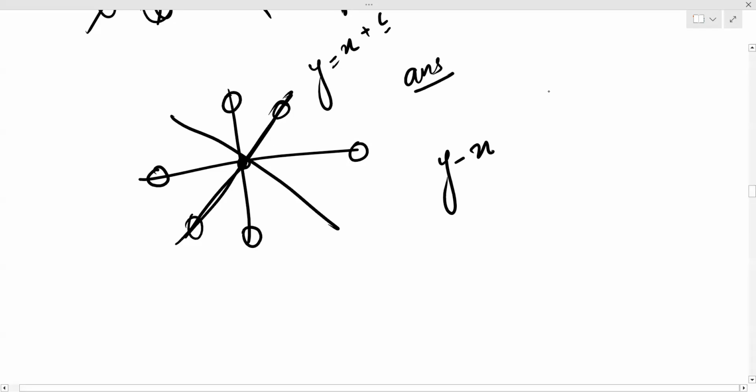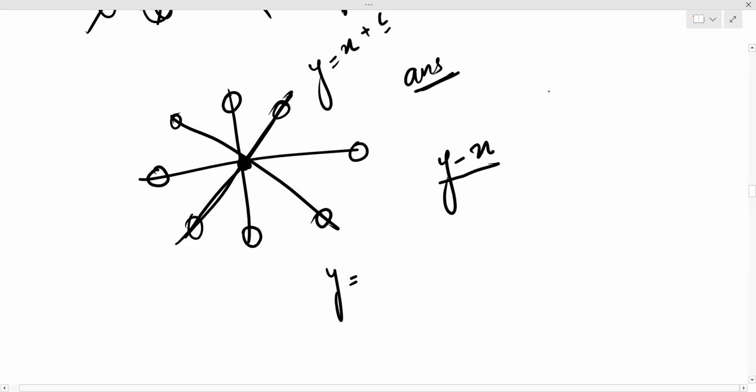So y minus x is constant. So for all of the points which have the same y minus x value as this point, I'll add all those points in my answer. And what is the equation of this line, by the way? Anyone?